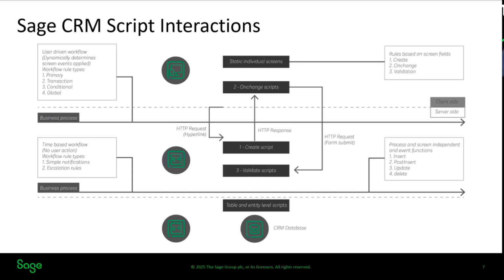Validation scripts are, however, linked to fields as well, and they're triggered when the data is submitted. So this is a pre-commit check of data. They have a job of actually blocking and restricting the commitment of data. That's why they're called validation rules. It's executed on the server side.